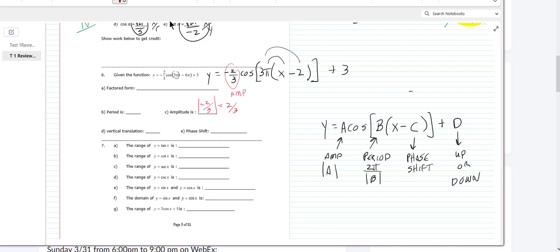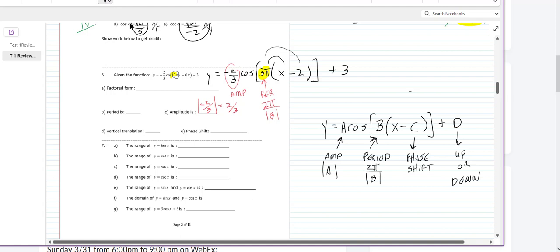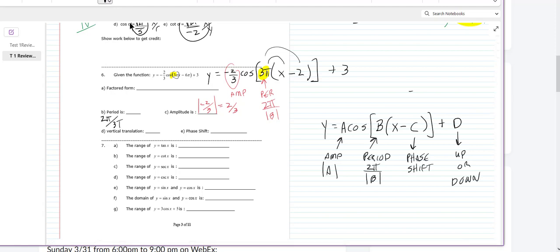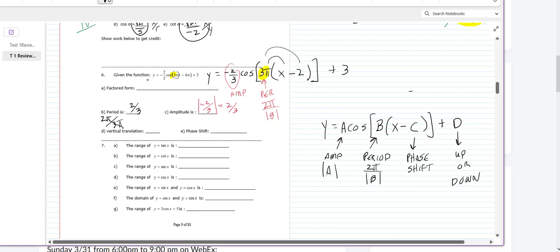Okay, the period comes from this. When you do the period, you do 2 pi over absolute value of b. B is that number that's in front of x. Okay, that's the coefficient of x. So when you do the period, you will do 2 pi divided by 3 pi, making sure that that 3 pi is a positive number. And then the pi's cross out, so you would end up with a period of 2/3 also, just coincidentally.